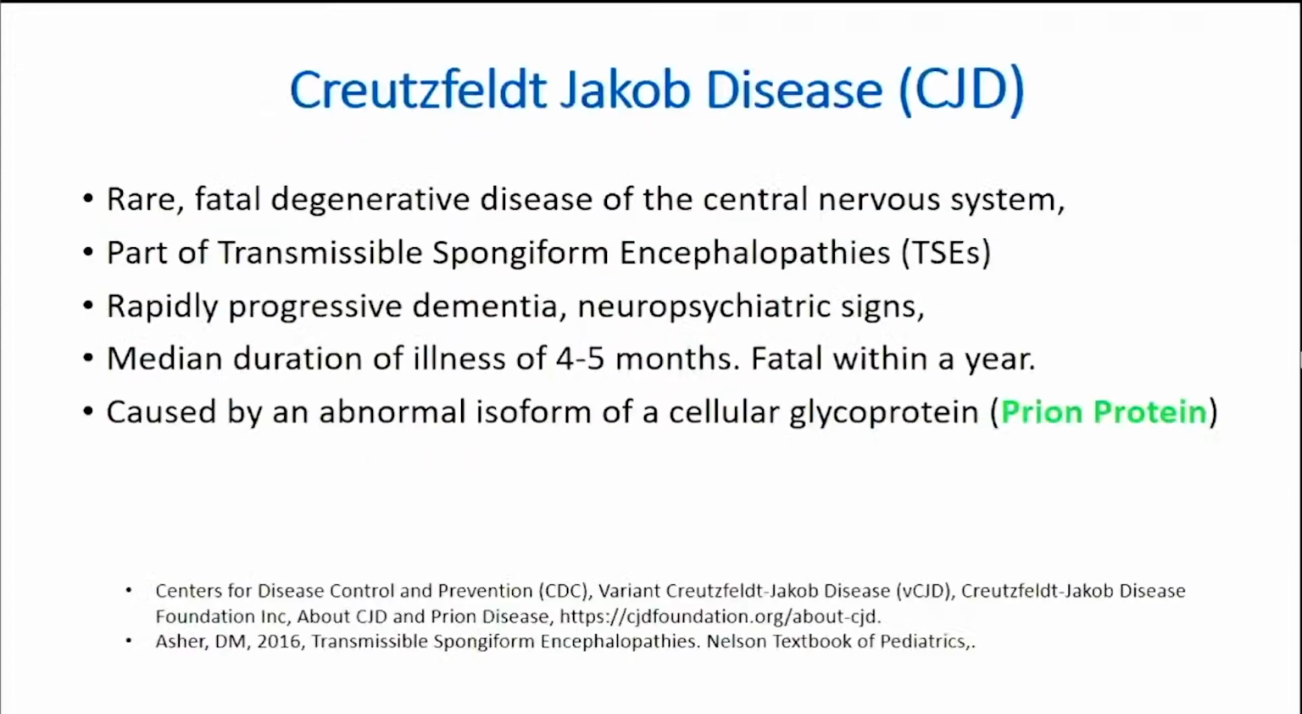Creutzfeldt-Jakob disease is a rare, fatal, degenerative disease of the central nervous system, part of the transmissible spongiform encephalopathies. It is a rapidly progressive disease presented with neuropsychiatric disorders. It has a very long incubation period, reported up to 25 years. However, it has a very short illness. Once it occurs, it may be fatal within 4 to 5 months. And it is thought to be due to prion disease.